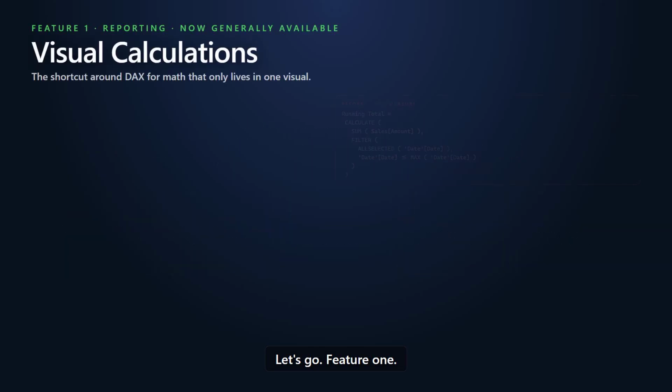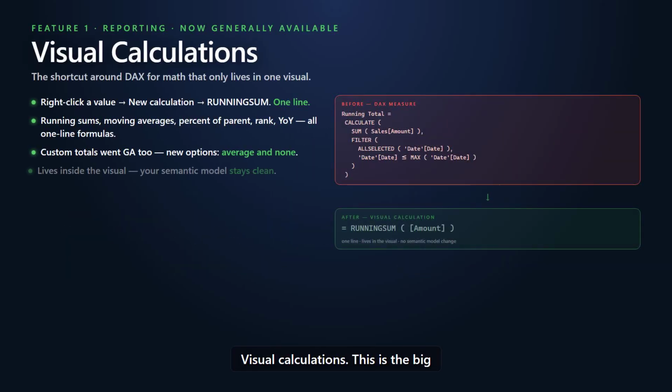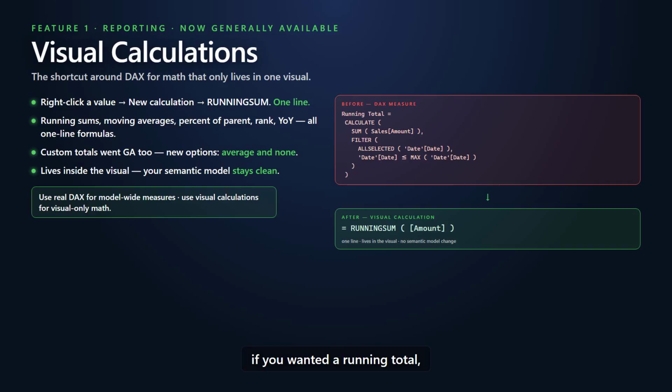Let's go. Feature 1. Visual calculations. This is the big one. Until now, if you wanted a running total, a moving average, a percent of parent, a percent of total, you wrote a DAX measure. That meant context transitions, the ALL or REMOVEFILTERS, ranking edge cases, and a measure that lives in your semantic model forever. With visual calculations, you write the formula directly in the visual. Right-click any value, choose New Calculation, type Running Sum. That's the whole formula. No DAX context to fight.